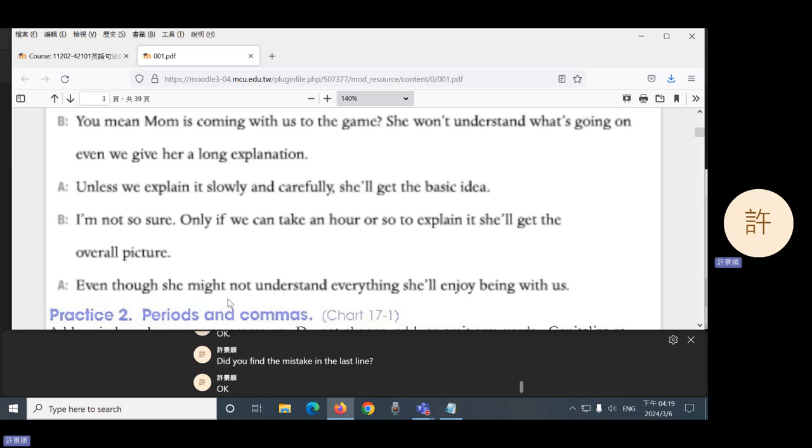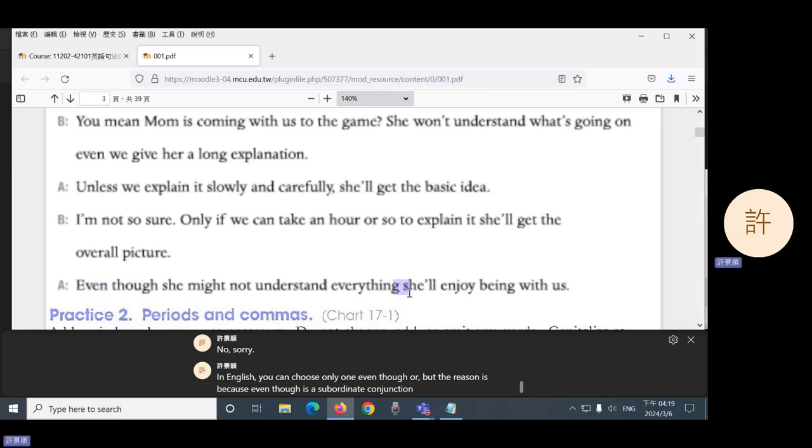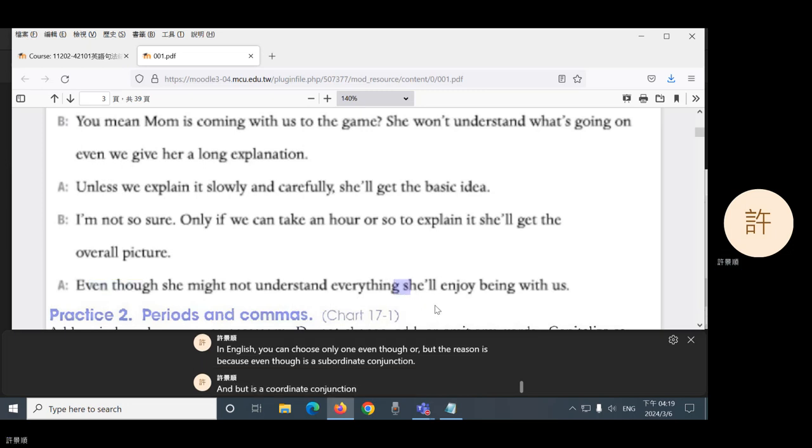Okay, where should we add the but? Even though she might not understand everything, but she'll enjoy being with us. No, sorry. In English, you can choose only one. Even though, or, but. The reason is because even though is a subordinate conjunction and but is a coordinate conjunction, even though 是不对等连接词, 但是 but 是对等的, so you can only choose one.